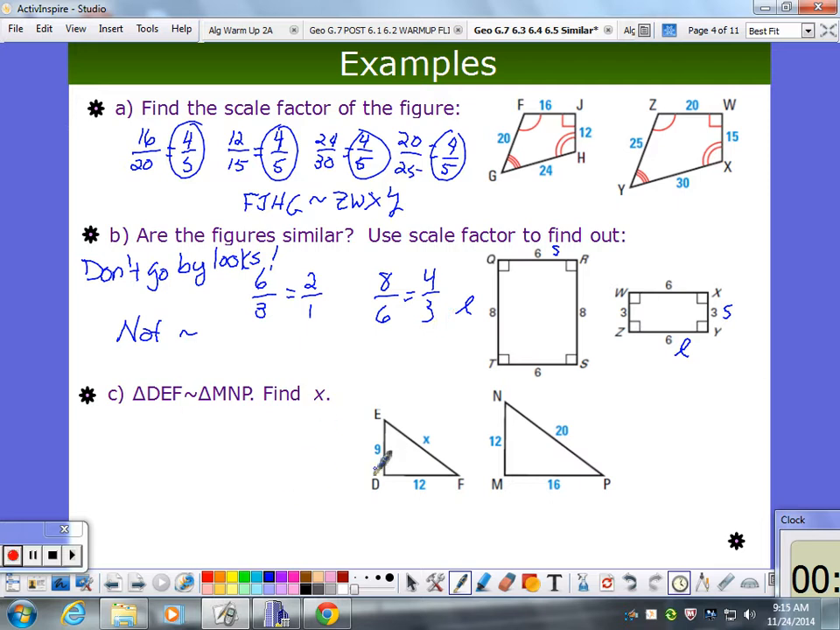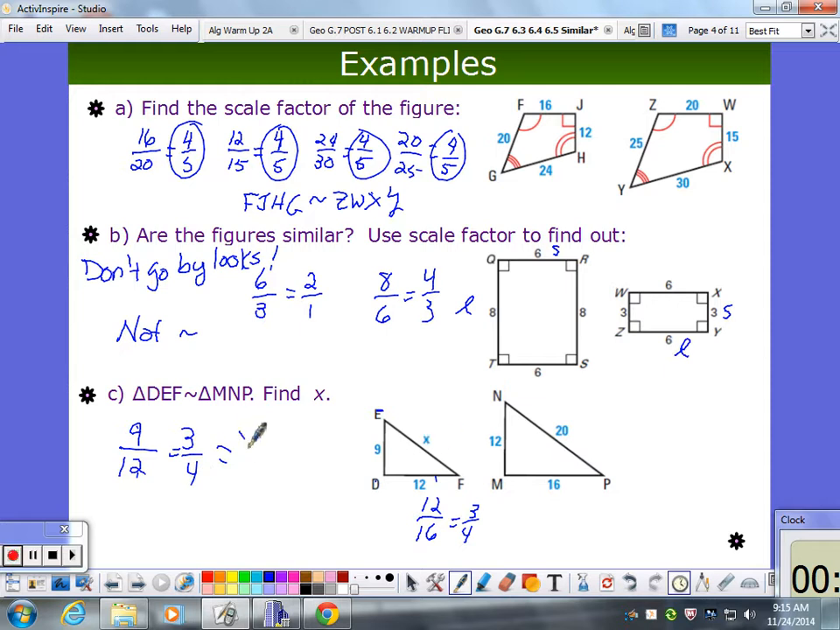Okay, these are similar. DEF is similar to NMP. And I am comparing that, okay, you know, we're in the same kind of orientation. Find X. Alrighty. So I know DE and NM are corresponding sides. So that's a 9 to 12 ratio. Let me reduce that, 3/4. I'm just going to check to make sure. 12 to 16, does that work too? Divide by 4. Okay, good. This is my scale factor. So that means from the small to the big triangle is 3 to 4.